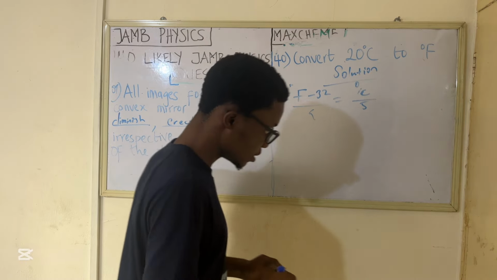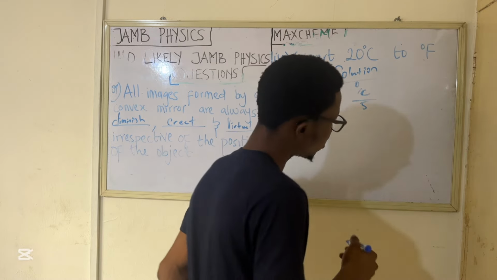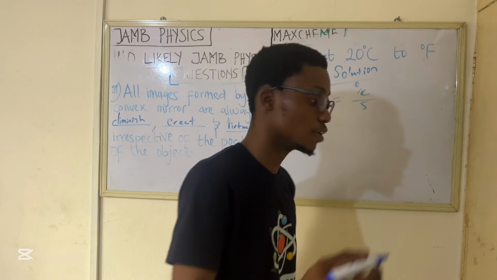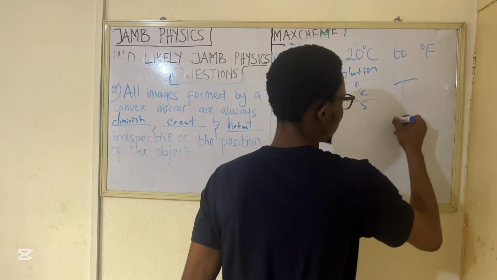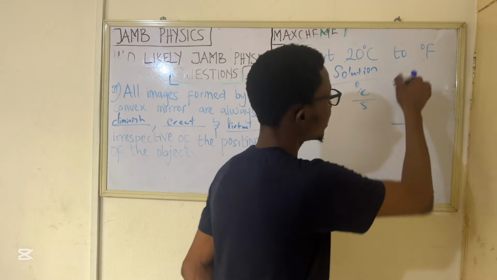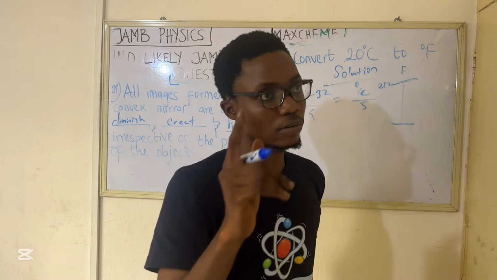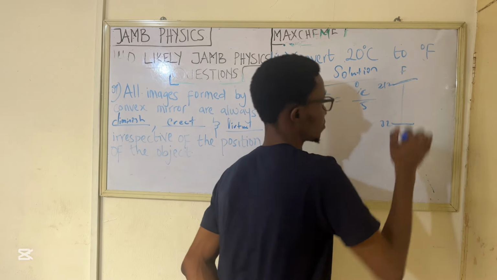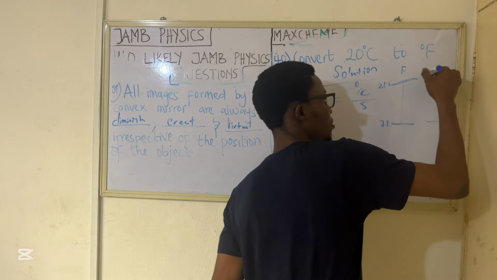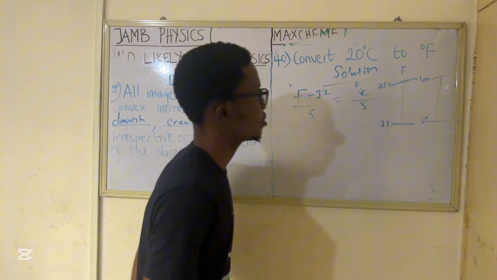Now let me just explain how they got this 32, this 9 and 5. If you look at your temperature scales, the Celsius scale and the Fahrenheit scale, let's say this is our steam point here. For Fahrenheit, the steam point is 212, while the ice point is 32. For our Celsius scale, the steam point is 100, and the ice point is 0 degrees Celsius.